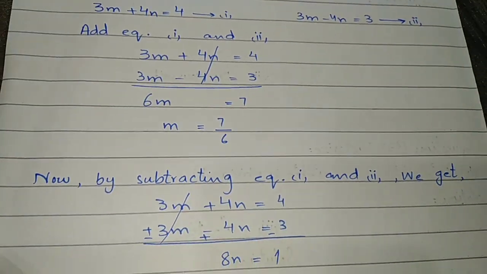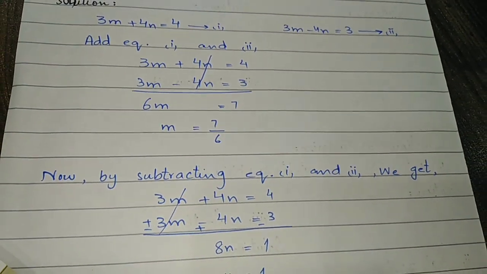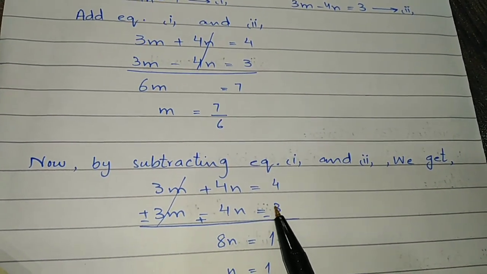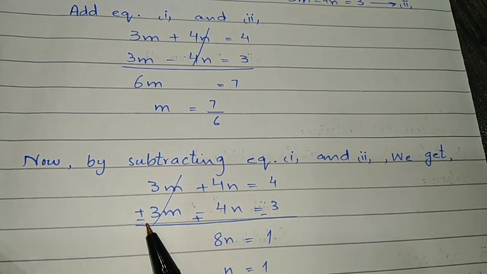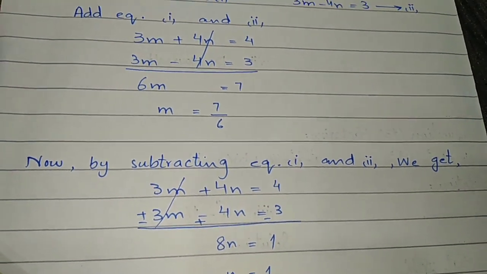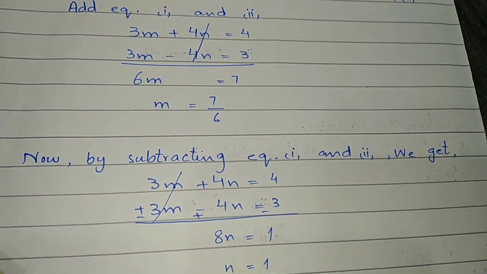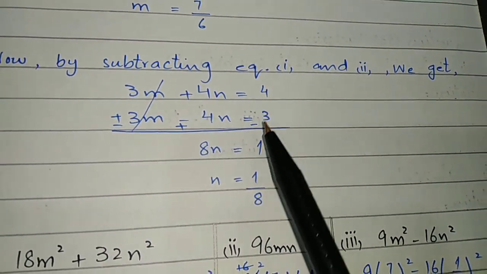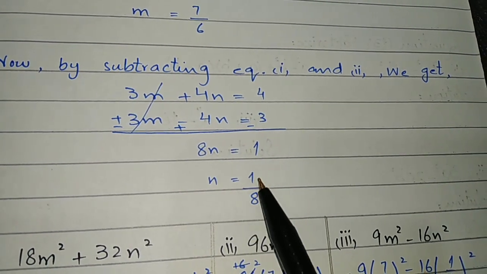But when we subtract these equations, we will eliminate m. That is 3m plus 4n equals 4, 3m minus 4n equals 3. But we are going to subtract, so their signs will change. Now you can see that 3m and 3m will be cancelled out because their signs are opposite, and plus 4n will become 8n equals 4 minus 3, that is 1, and n equals 1 over 8.